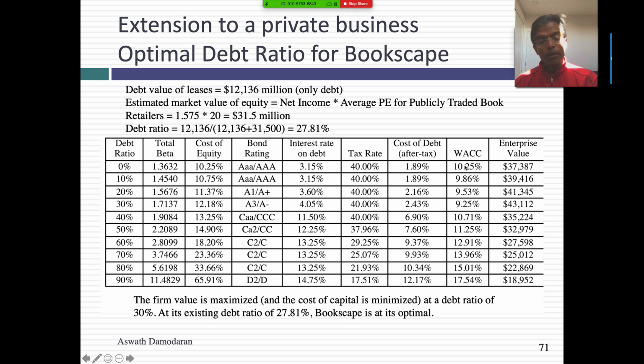You see my cost of capital? Decreases, minimized at the 30% debt ratio, and then it starts climbing again. The optimal debt ratio for Bookscape is about 30% debt. At 27.8% debt, Bookscape looks like it's pretty close to its optimal debt ratio.